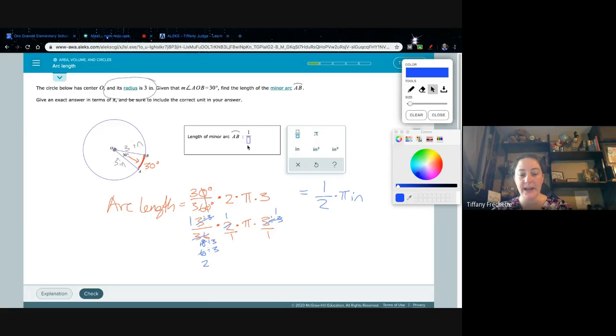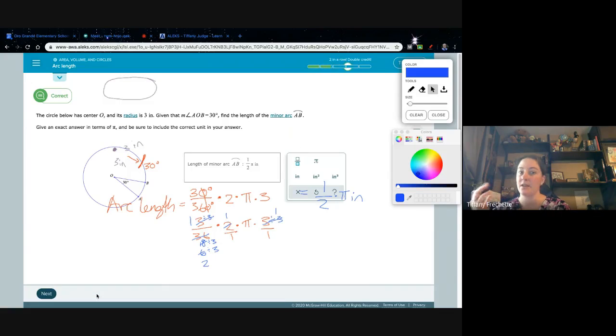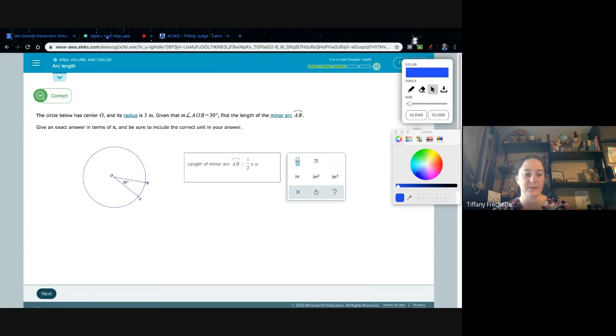So we have 1/2. Make sure you leave the denominator of the fraction before you click pi. We don't want the pi in the denominator. And then inches. Check. All right, we did that one. Let's do the next one here.